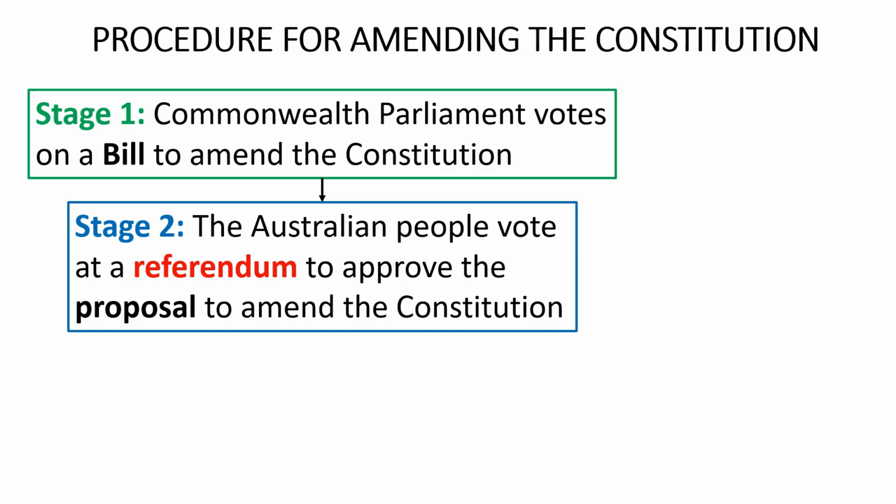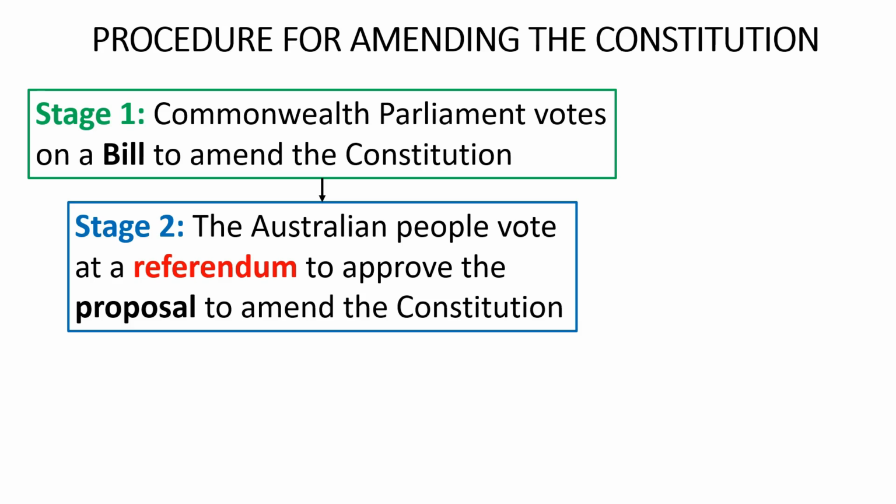So, for example, a referendum to change Australia from a constitutional monarchy to a republic was held in 1999. There were lots of changes to the different sections of the Constitution that were required to make this change. All of these changes were included in the bill that was passed by the Commonwealth Parliament in the first stage.